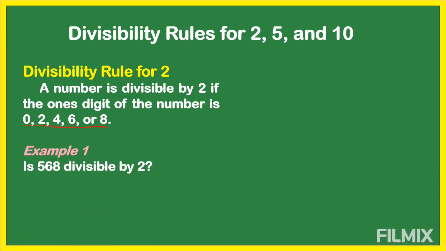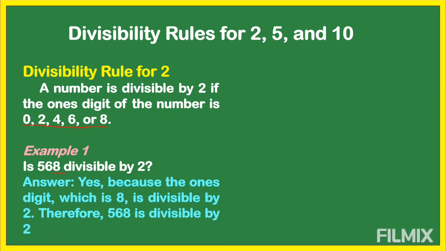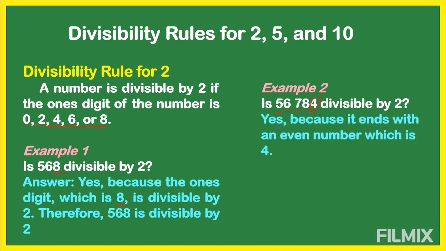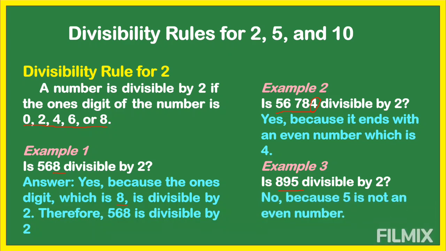For example, is 568 divisible by 2? Yes, because the ones digit, which is 8, is divisible by 2. Therefore, 568 is divisible by 2. Another example, is 56,784 divisible by 2? What's your answer? The answer is yes, because it ends with 4, which is an even number. Another example, is 895 divisible by 2? That's no, because 5 is not an even number, that is an odd number.